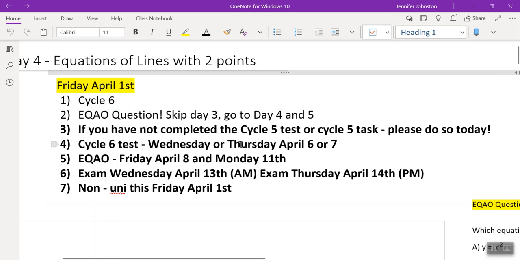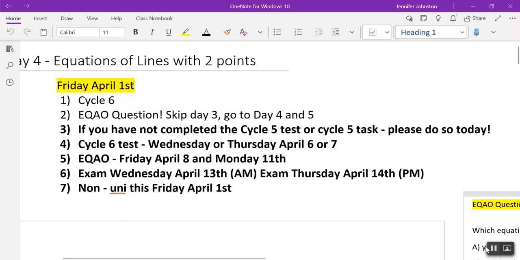If you've not completed your Cycle 5 test or task, please do so today. Cycle 6 test will either be Wednesday or Thursday of next week. EQAO will be on Friday of next week and then the following Monday. Our exam for the morning class will be on the following Wednesday, April 13th in the morning, and the afternoon class will be on Thursday, April 14th in the morning as well. And today is a non-uniform day.